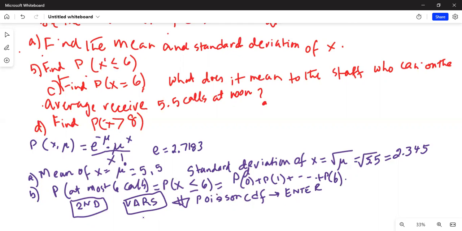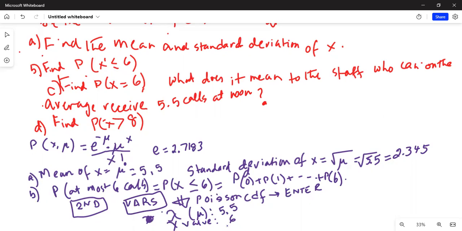Then they ask for the lambda value. This is lambda they ask, same as mu in our case, which is the mean number of calls per hour, 5.5. Then they ask for an x value. We want to add from 0 to 6, so the last number is 6. So the x value is 6, and then we go down to paste.